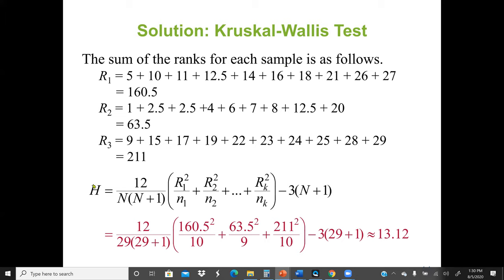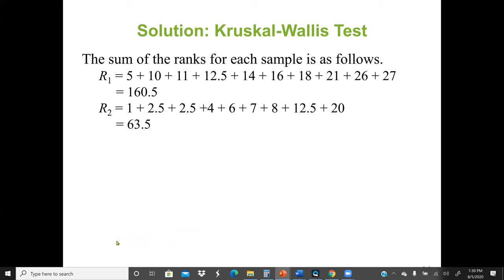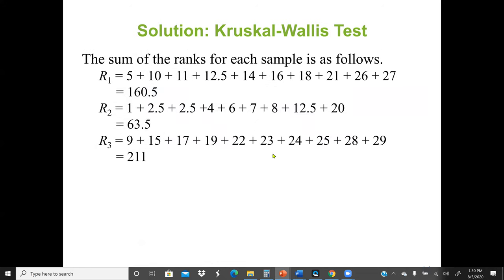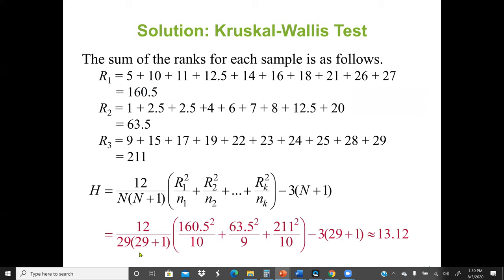So after we get the R1, R2, R3, remember the formula, now we can find the test statistic, which is H. So it will be 12 over N. Remember N will be the sum of all the samples. So we add everything, we get 29. And what we mean is this. If you had all the data values here, 1, 2, 3, 4, 5, 6, 7, 8, 9, 10, 11, 12, 13, 14, 15, 16, 17, 18, 19, 20, 21, 22, 23, 24, 25, 26, 27, 28, 29. So the total of all the three samples' values is 29. So that's why N is 29. Uppercase N is the sum of all the samples.